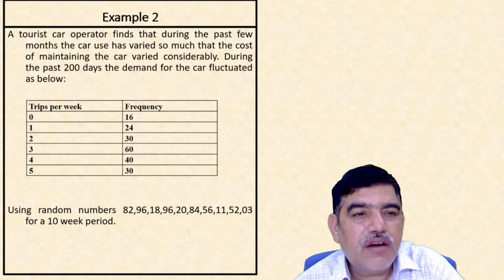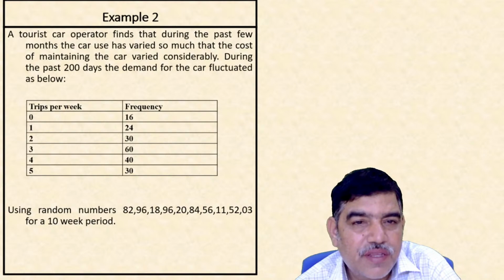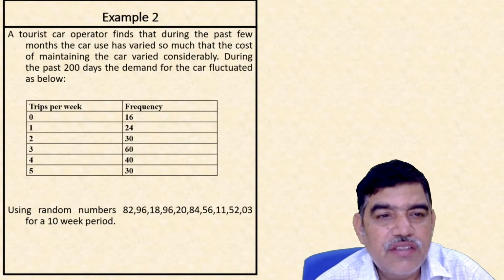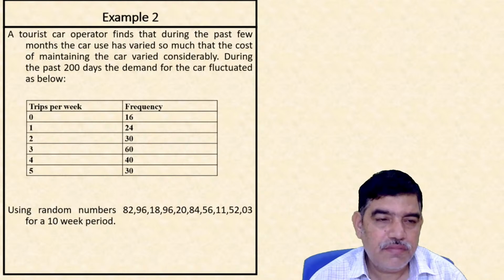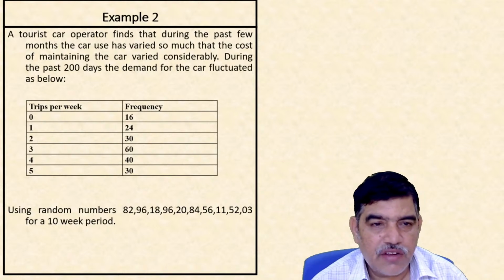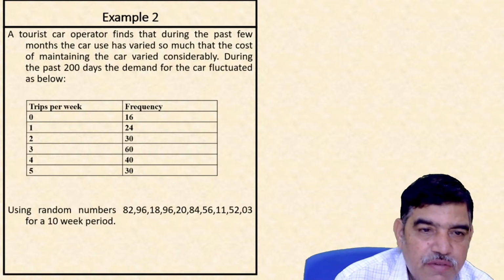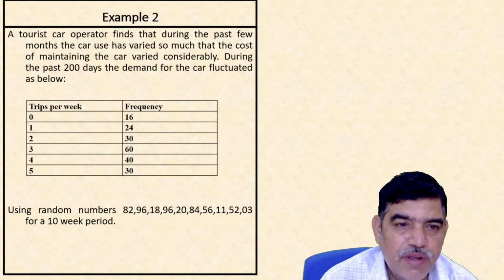A tourist car operator finds that during the past few months, in this past data, the car use has varied so much that the cost of maintaining the car varied considerably. During the past 200 days, the demand for the car fluctuated as below. Trips per week, and the frequency is mentioned in the question. When trips per week is 0, the frequency is 16. When it becomes 1, the frequency is 24.